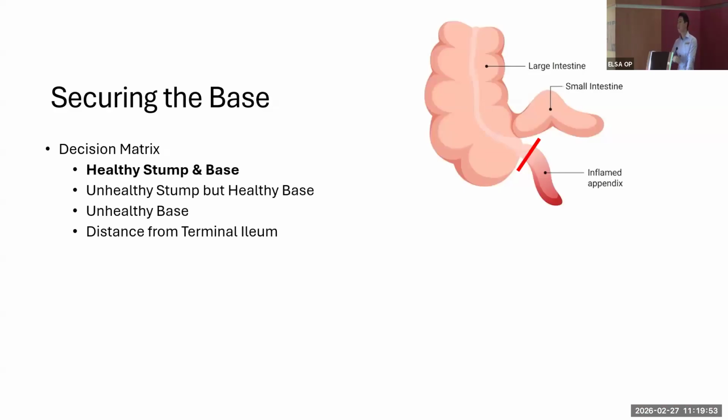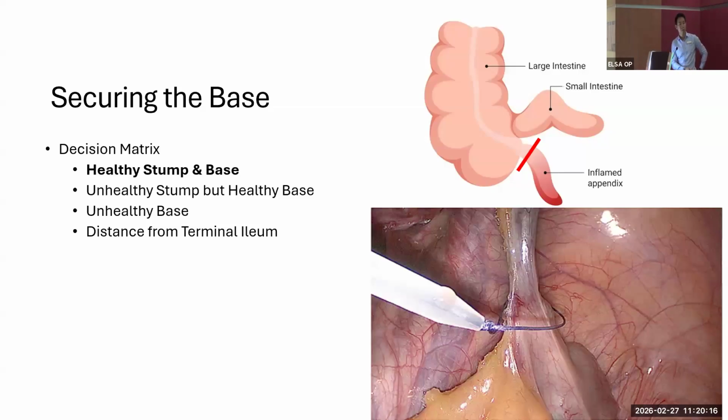But what happens when the base is difficult to secure? There are four main situations that you may encounter. The first is if the base and the stump are both healthy. What do you do? You can see over here, and you need to translate the appendix over here. This is what we see in 90% of appendices. All we need to do is to put in an endoloop, right over here to secure the base, and that is done. Because you're not worried about an unhealthy base or unhealthy stump.